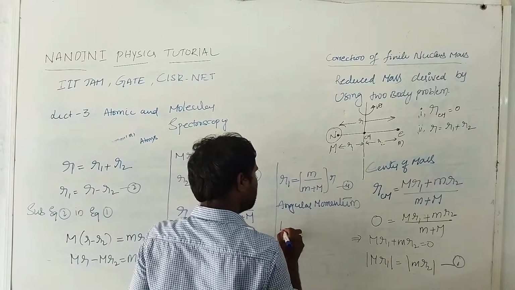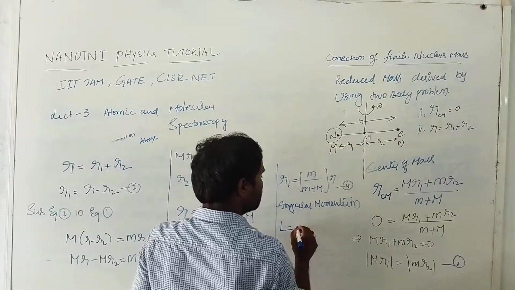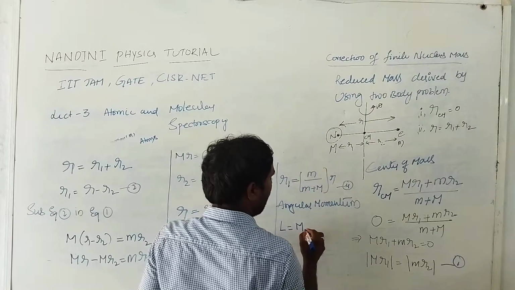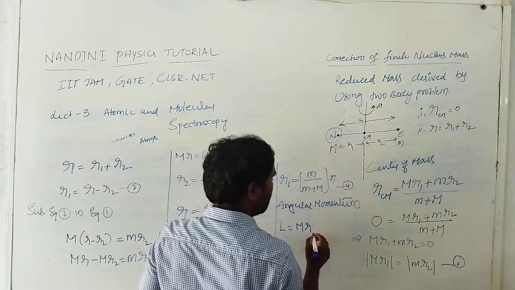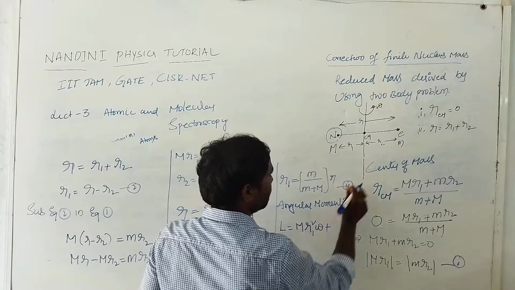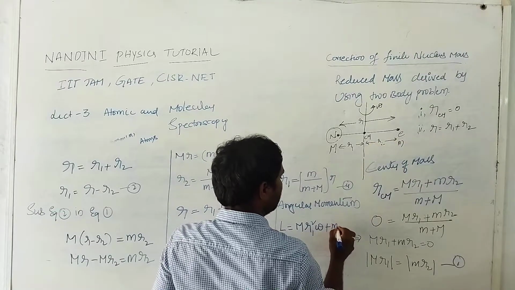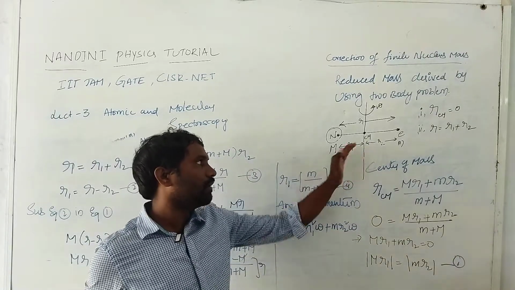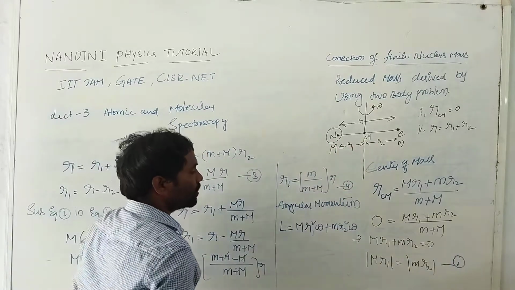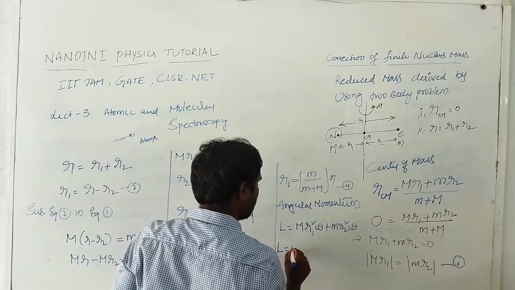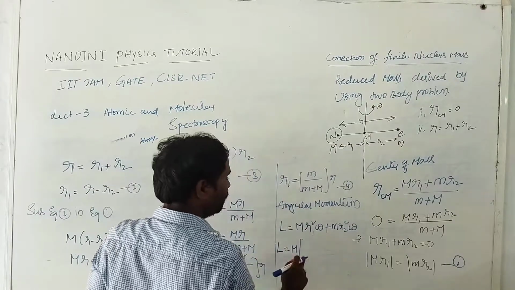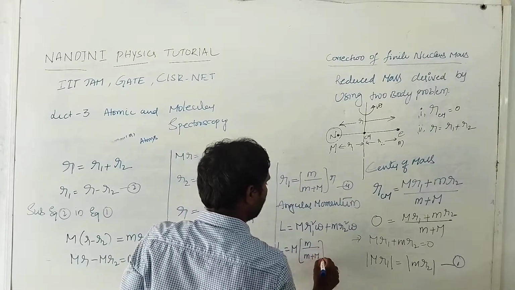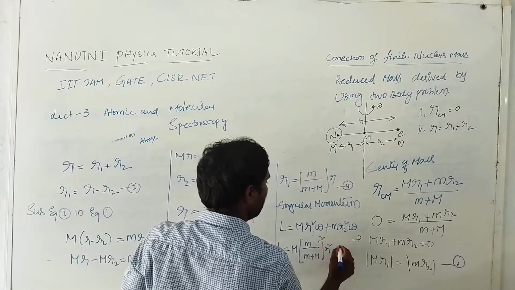So the angular momentum L is equal to the mass of the nucleus, capital M, times R1 squared omega, plus the mass of the electron, small m, times R2 squared omega. This is the total angular momentum of the system. So simply substitute: L is equal to capital M times R1, which is small m divided by small m plus capital M times R, whole squared, omega.